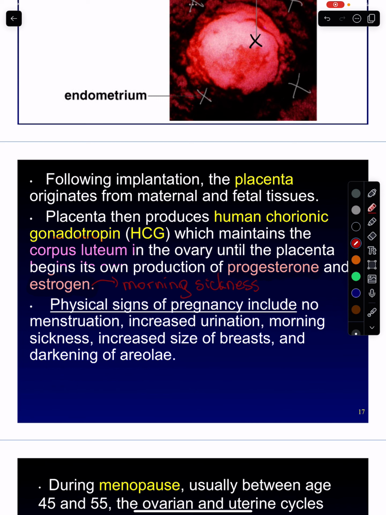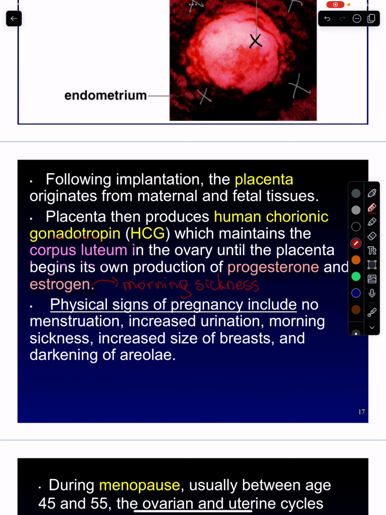So if a person is pregnant, there's a couple of items listed here. It's not a comprehensive list, but menstruation would cease because you're kept in the latter half of the reproductive phase, right? Which is the luteal phase at the ovarian level, and you're in the secretory phase at the uterine level.